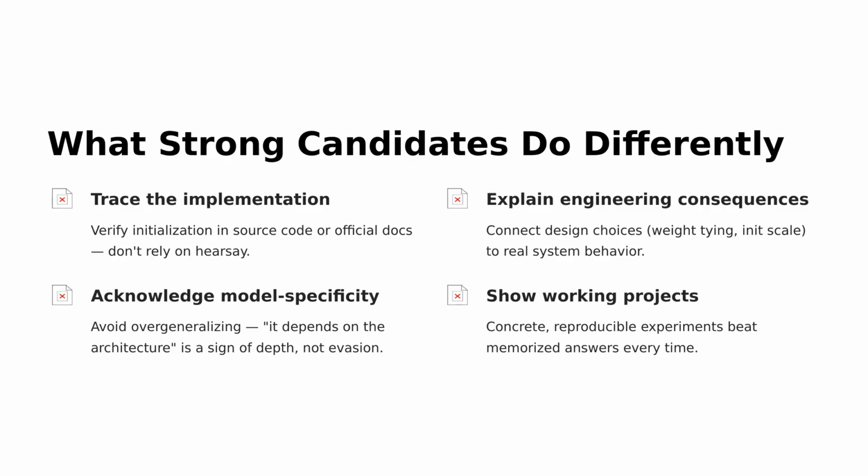What strong candidates do differently is pretty consistent. They trace the actual implementation, and they verify things like initialization in the source code or official docs instead of repeating hearsay. They explain the engineering consequences, connecting choices like weight tying or an init scale to real behavior. They also avoid overgeneralizing, because a good answer often is, it depends on the architecture. And finally, they show working projects. Reproducible experiments beat memorized answers every time.